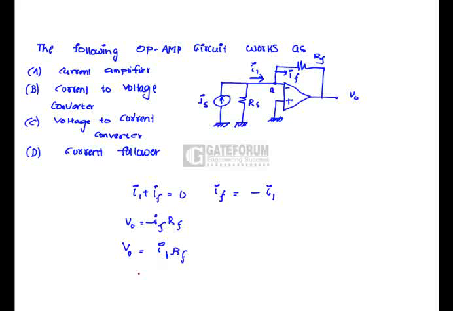Hence the input parameter is current and the output parameter is voltage. Hence it is nothing but a current to voltage converter, that is option B is correct.